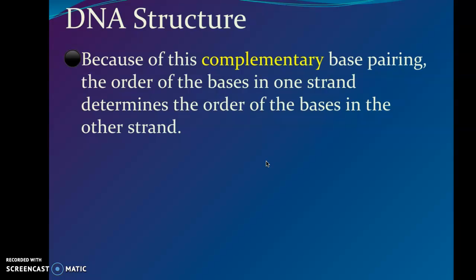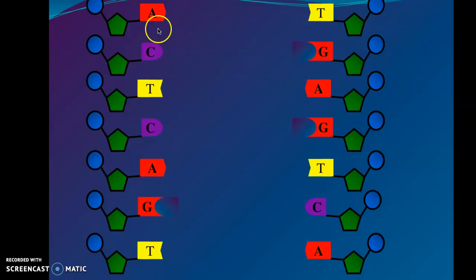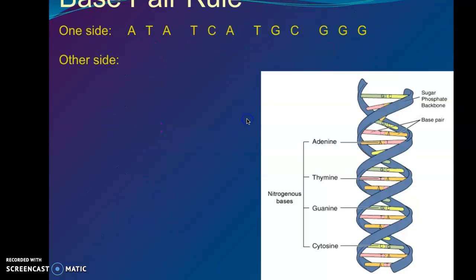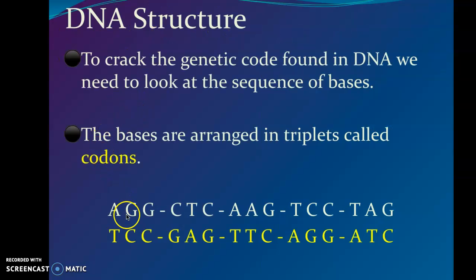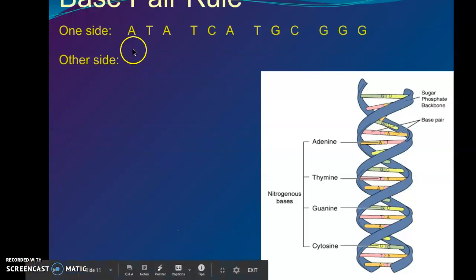So because of this complementary base pairing, the order of the bases in one strand determines the bases in the other strand. So if you put them together, adenine goes with thymine, cytosine goes with guanine. So if you're going to build the other side, knowing the base pair rule, you would know it would have to be... there we go, it's down here, but let's go back a slide, because I thought for sure that it would show you the answers on here. The other side would be T, A, T, A, G, T, A, C, G, C, C, C.